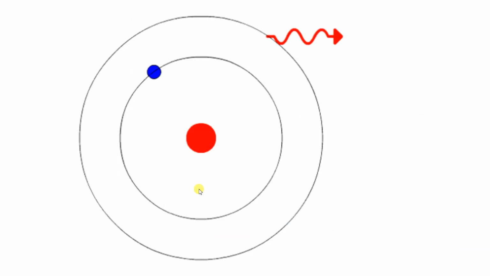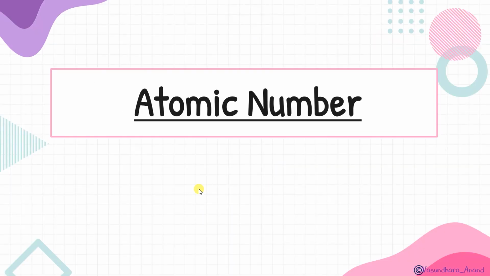Now you can see that this one is jumping, so that's why higher से lower में आ रहा है, so energy is releasing. Now lower to higher, so energy is absorbing. I hope this animation is clear. Chaliye, let's move to next.